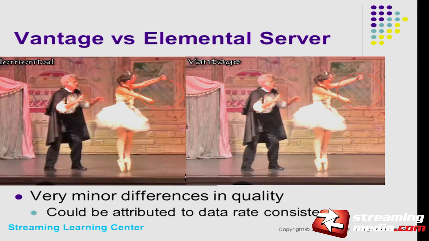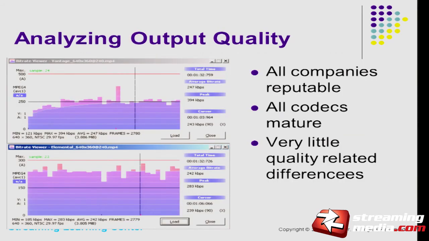Elemental versus Vantage. I like this particular scene because the ballet dancer is panning across the stage and it's very hard to encode. We've also got this window frame in the background that shows a lot of detail. The Vantage encoding tool does retain a little bit more detail than Elemental. But what really makes quality comparisons tough are things like this.